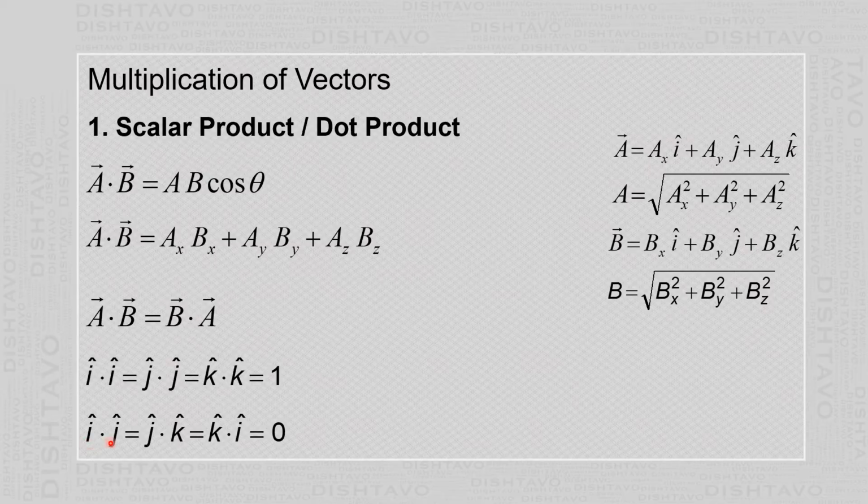Now I dot J. See, I is along the x-axis, J is along the y-axis, so they are perpendicular to each other. So theta is 90 and cos of 90 is 0. So I dot J or J dot I, J dot K or K dot J, and K dot I or I dot K, that is equal to 0.